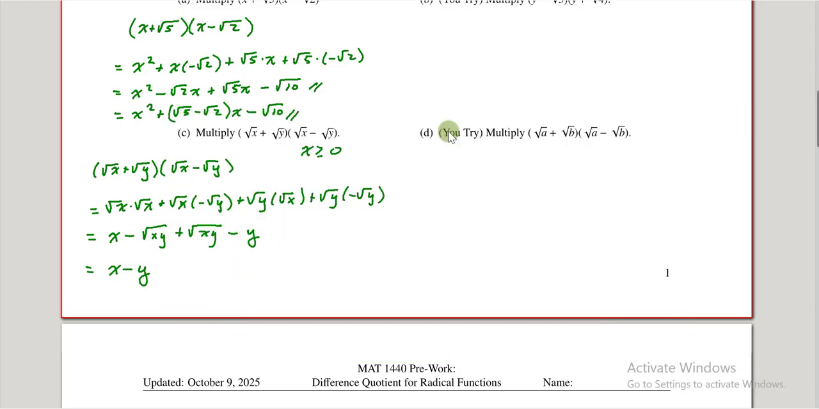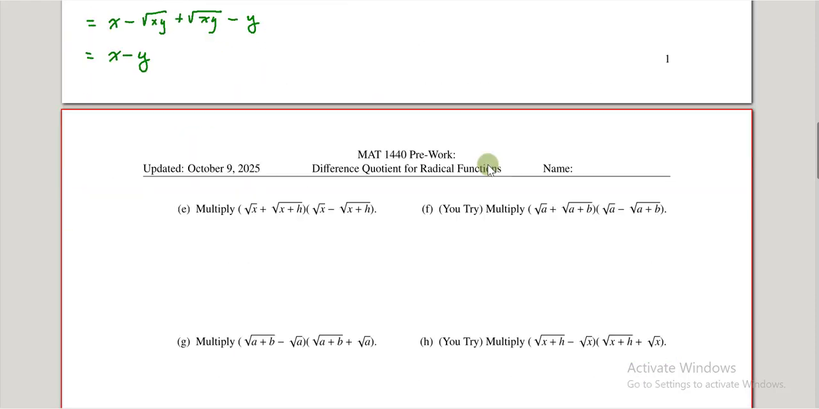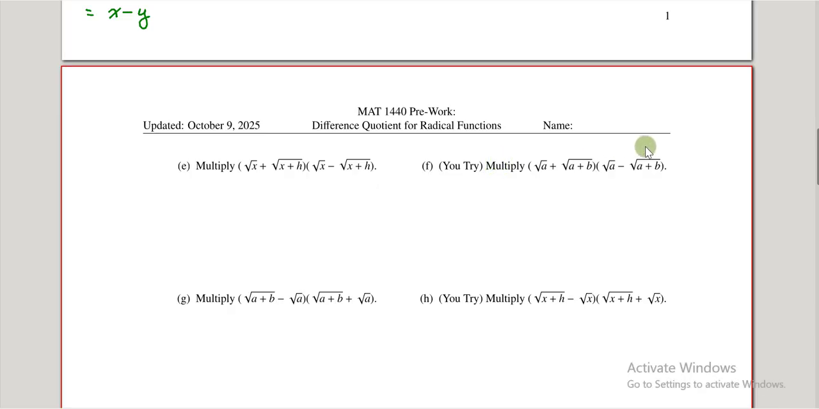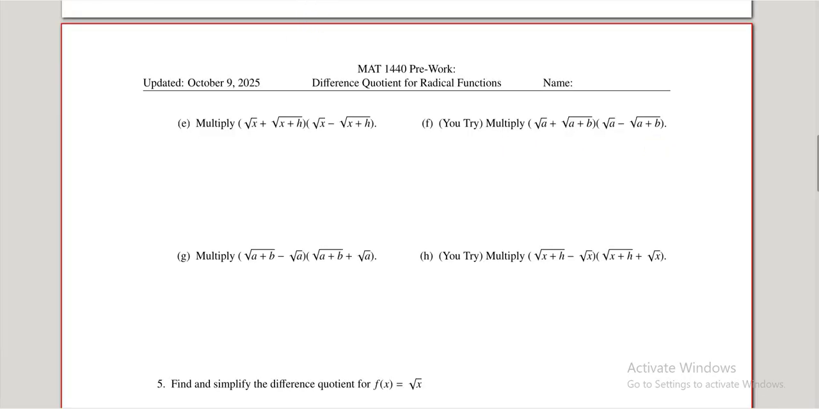So folks, hopefully you worked that problem. Let's go ahead and look at the last two here. We now want to do the last two of these problems. I'm going to work 2, you're going to work 2. So we'll take the square root of x plus the square root of x plus h, and we're going to multiply that to the square root of x minus the square root of x plus h.